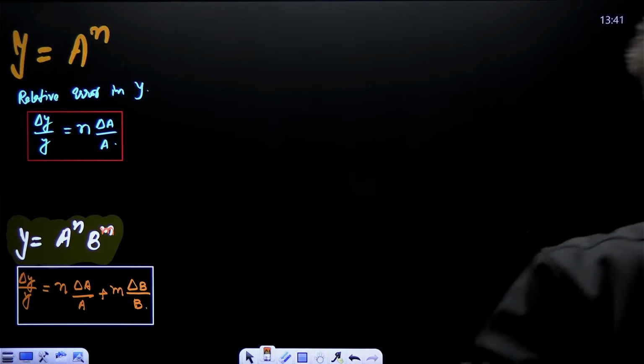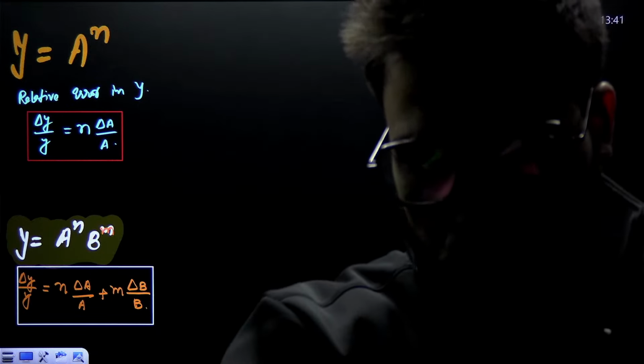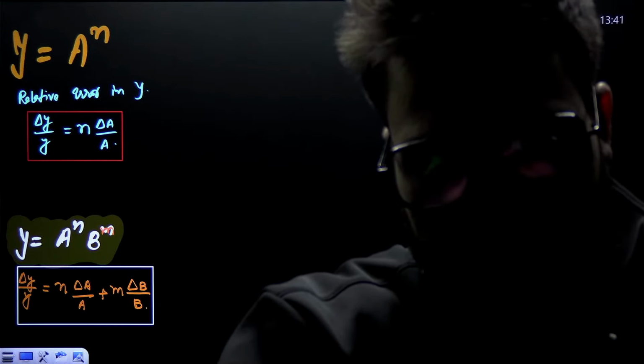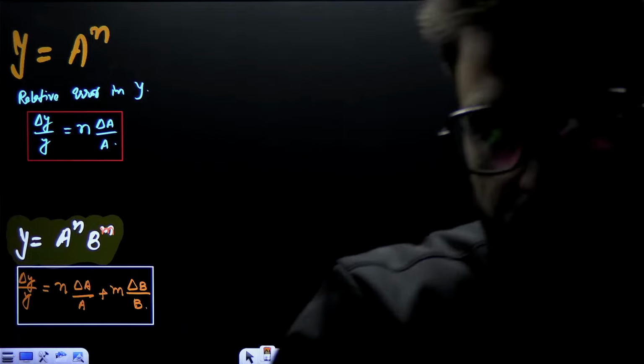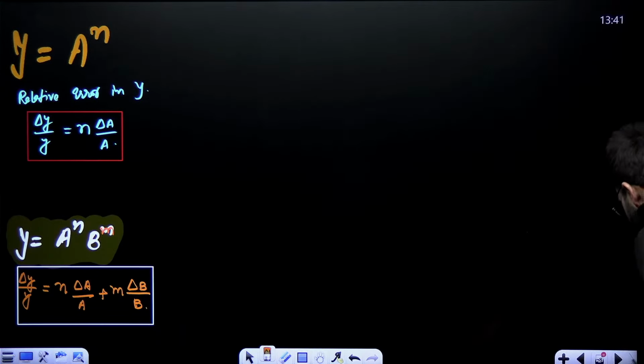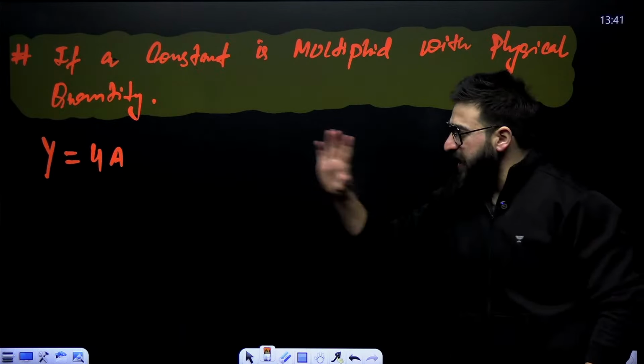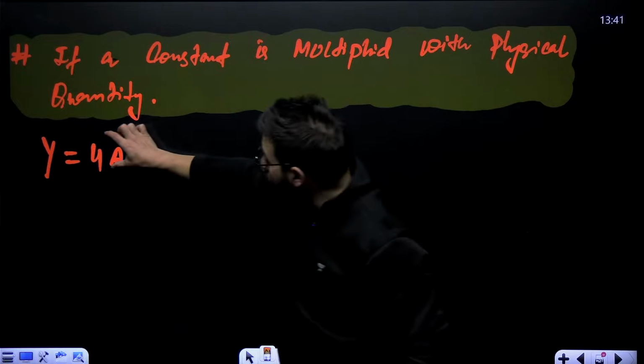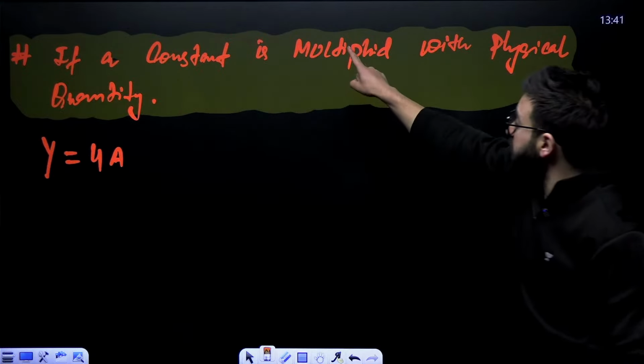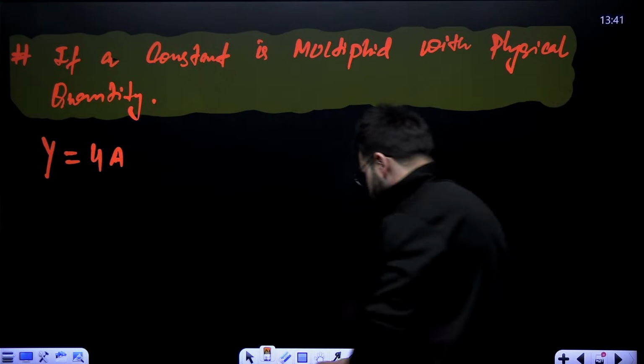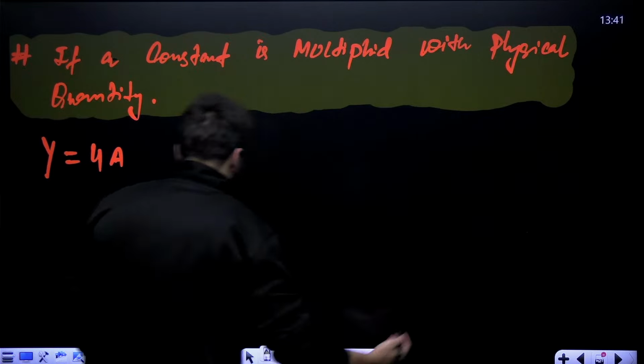And when it comes to the percentage, you simply multiply it with 100. And if you have, let's suppose, something like this, here a constant is multiplied to a physical quantity. If a constant is multiplied with a physical quantity, how do you find the error in A?